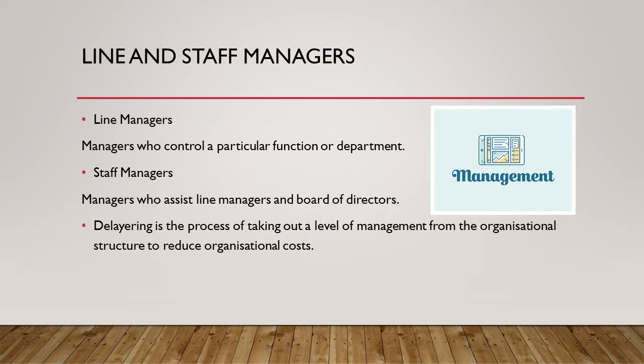In this chapter, we talk about a few more definitions apart from these basic definitions of organizational structure. We talk about two types of managers. We have line managers and we have staff managers. Line managers are the functional managers who control a particular function or department, that is sales manager and human resource manager. And then staff managers are the managers who assist line managers and the board of directors. They act as consultants of the organization.